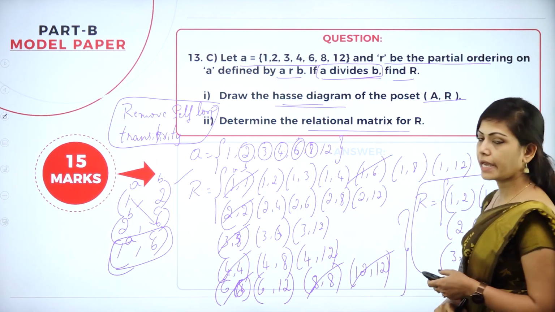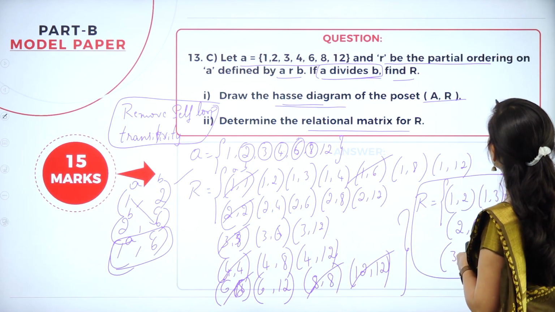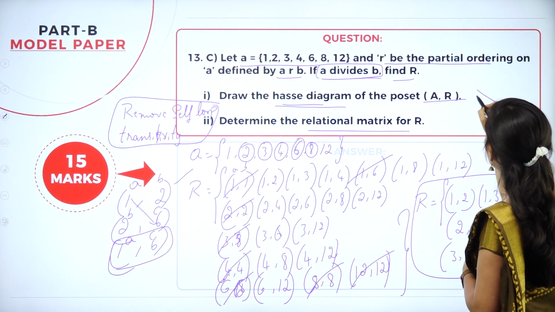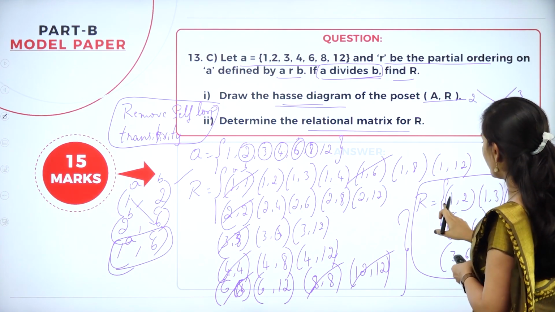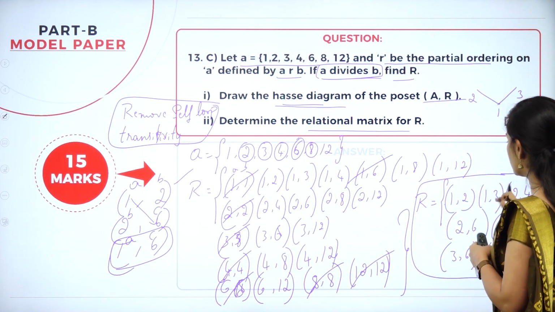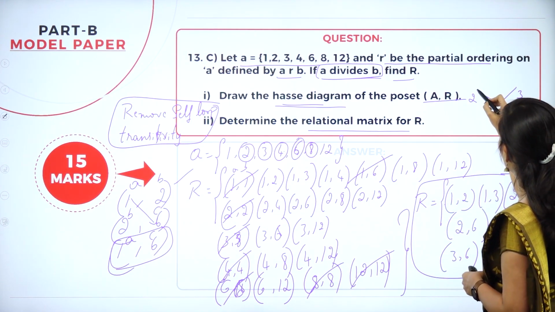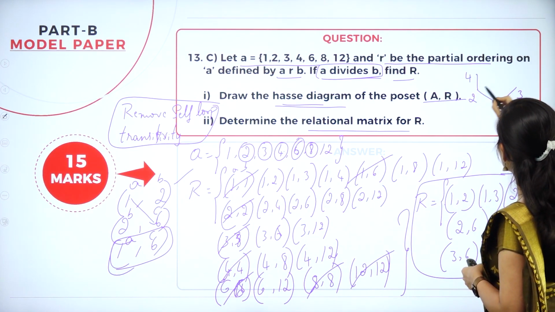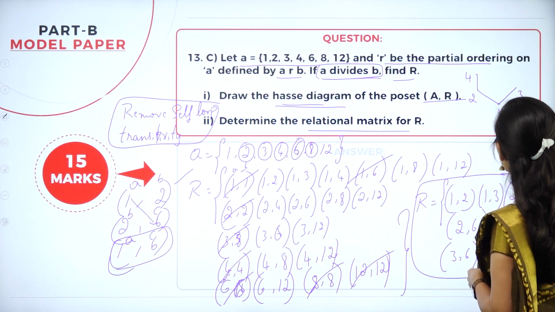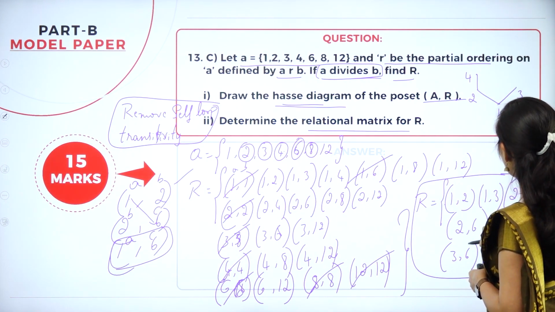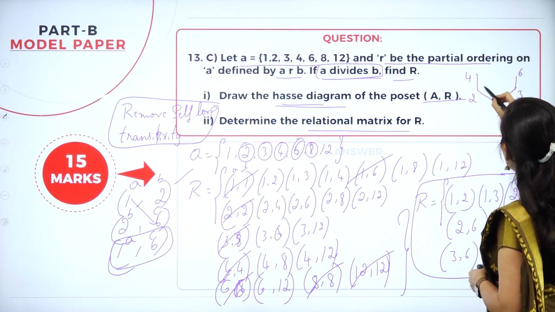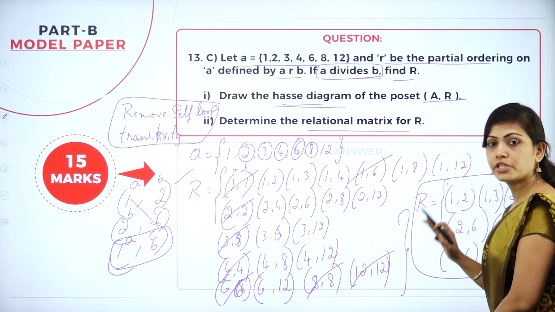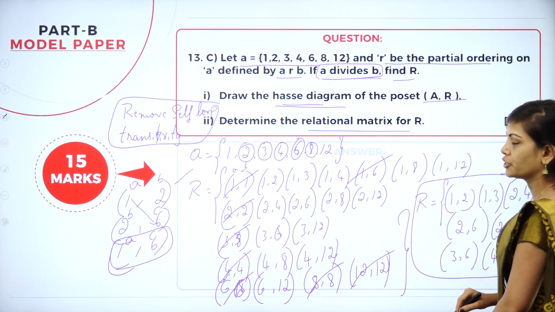So how to write the Hasse diagram for this? 1 is connected to 2 and 1 to 3. 1 can divide 2 and 1 can divide 3 and 2 can divide 4. I'll write 4 here. 2 can divide 4 and 2 can divide 6. So 2 to 6 and 3 to 6 also, and 2 to 8.